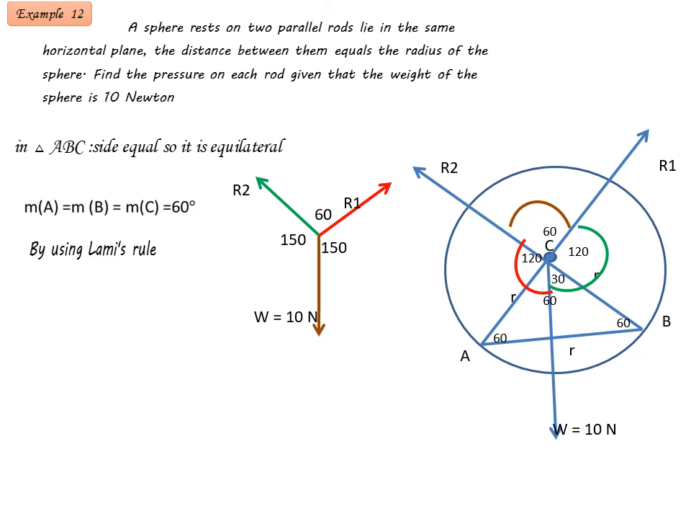Apply Lami's rule. R1 over sine 150 equals R2 over sine 150 equals W over sine 60. That means R1 equals R2 equals 10 root 3 over 3.